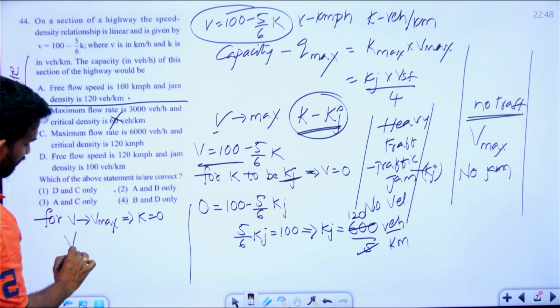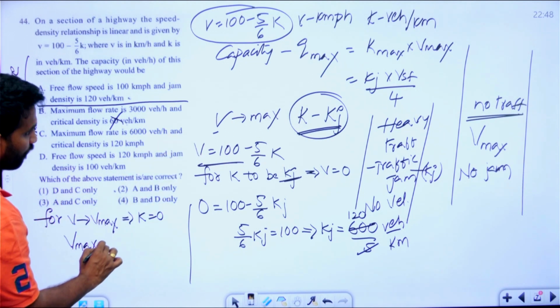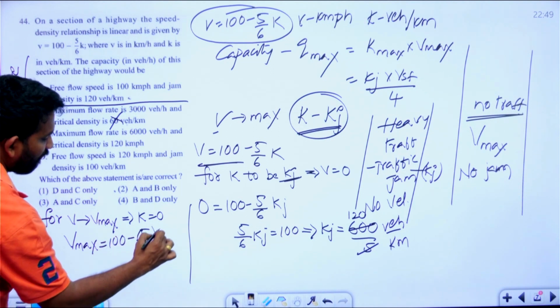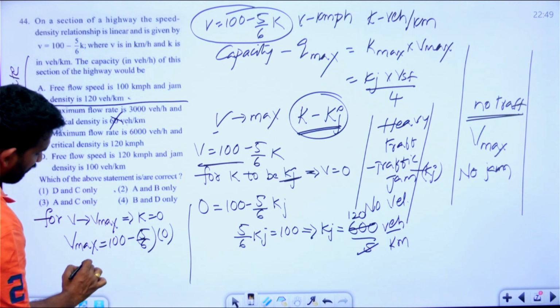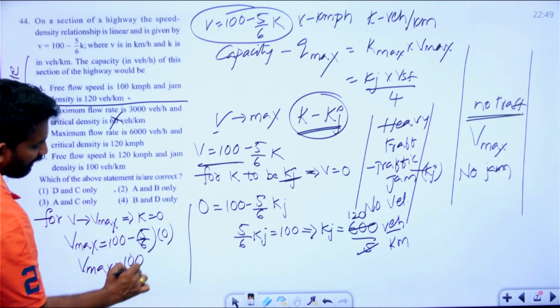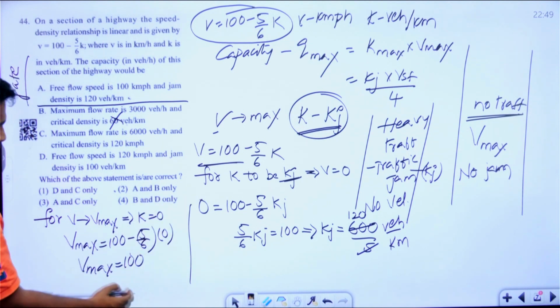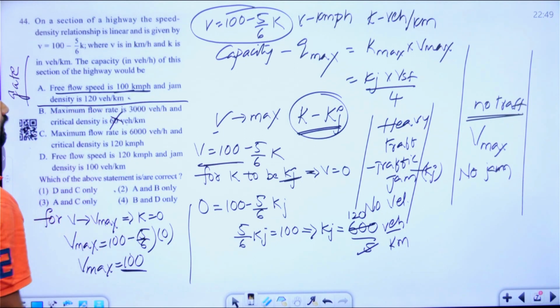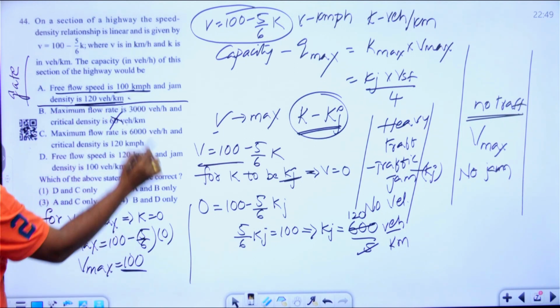Then if you take this statement, V max is equal to 100 minus 5/6 of K. Where the K value is 0, then obviously V max will be equal to 100. So we directly got this here. V max we got as 100. So here we can see the free flow speed, nothing but V max, is 100, and the jam density is 120 vehicles per kilometer.